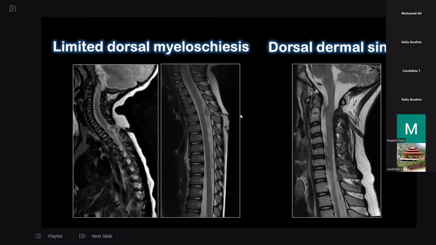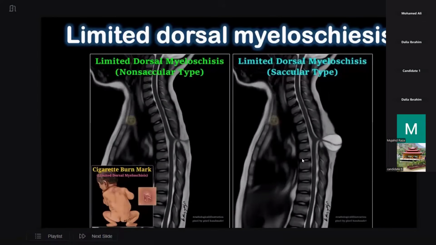We usually call this pseudodermal sinus. Why? Because they share three characteristics of the dorsal dermal sinus, which are a skin lesion, which is actually not a skin opening. It's a skin lesion, either a cyst in the saccular type, or a skin tag like we have seen in my case, or they call it a cigarette burn mark. Like in this case, this is like a cigarette burn mark. The patient will present with this mark in his back.